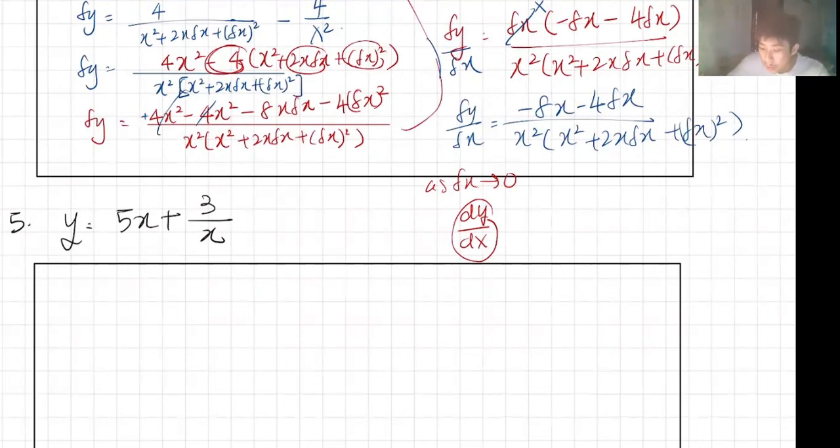All right. So dy dx is equals to what? Dy dx means you got to substitute delta x with 0. So all the delta x you substitute with 0. This has delta x, this one is delta x, this is delta x.